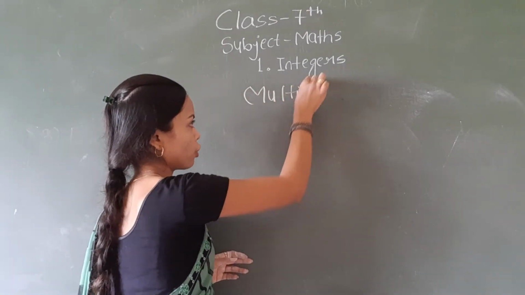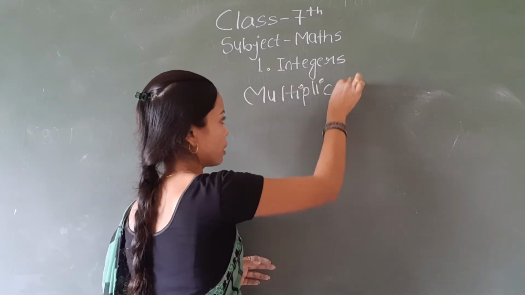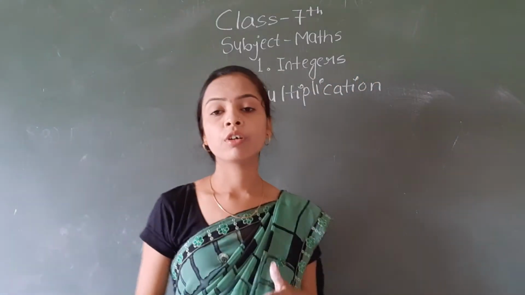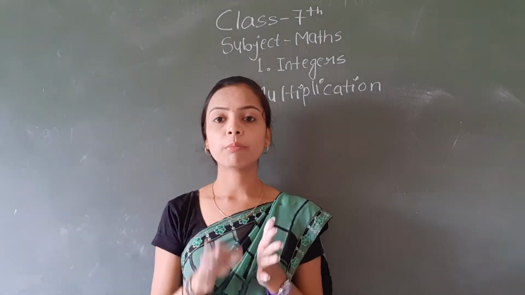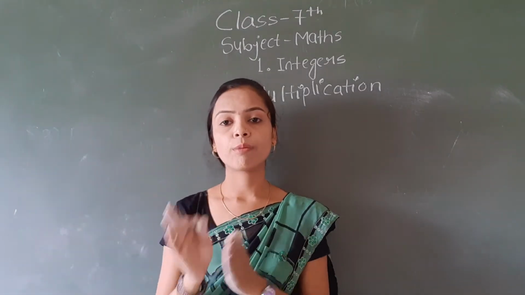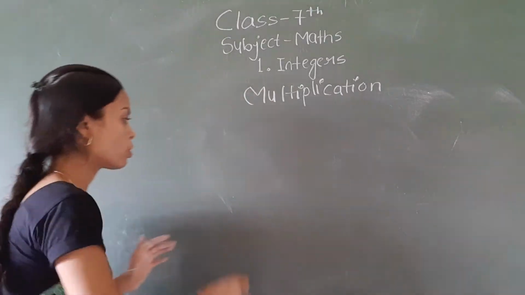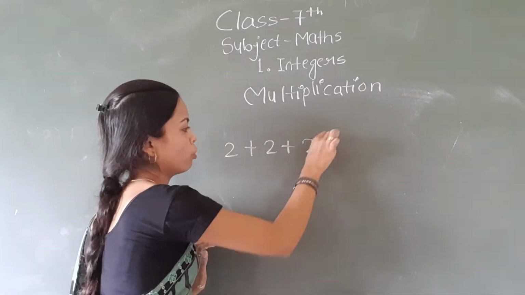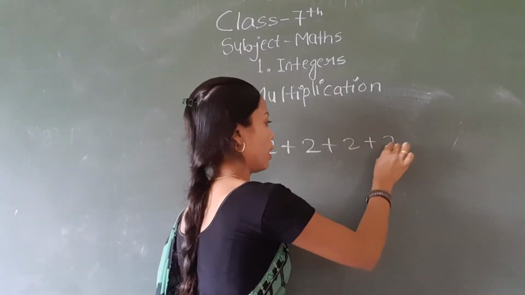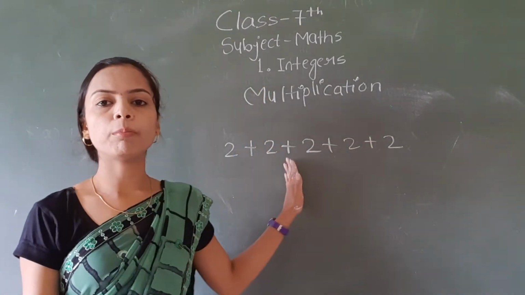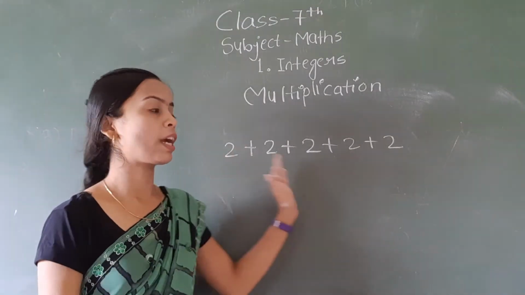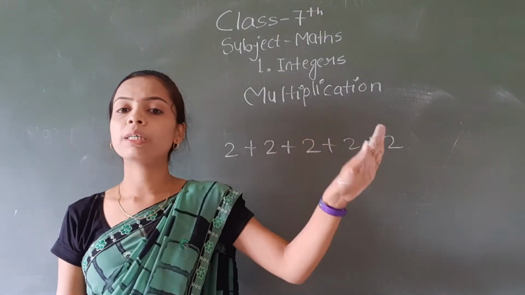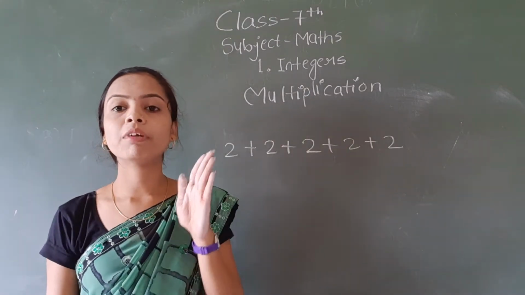What is multiplication? Multiplication is the addition of the same number multiple times. Suppose you have to add 2 plus 2 plus 2 plus 2 plus 2, right? The same number, but the condition is you have to add the same number. If you have to add the same numbers multiple times, it will become a little bit lengthy.